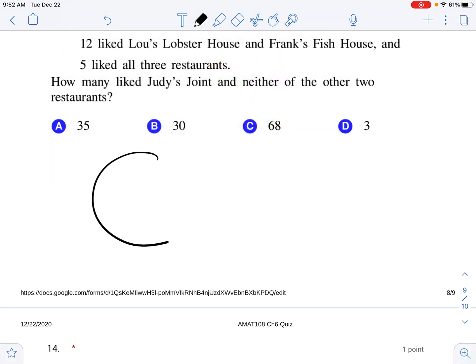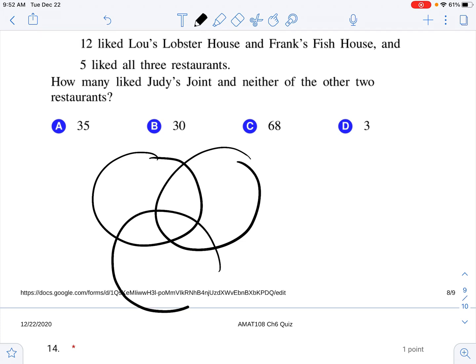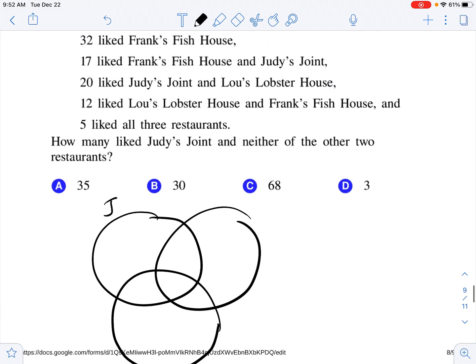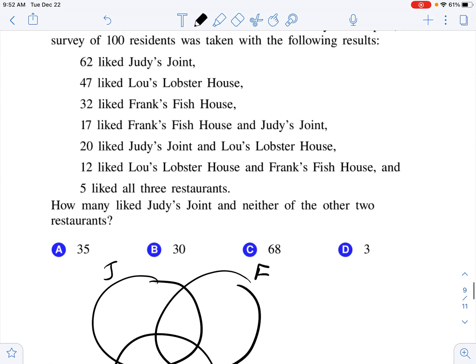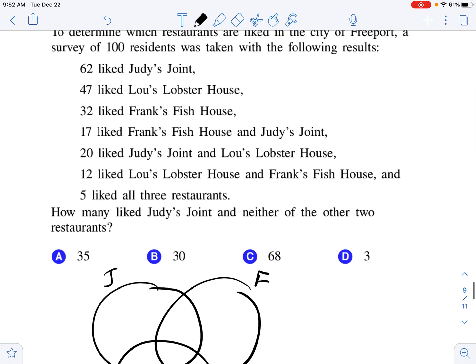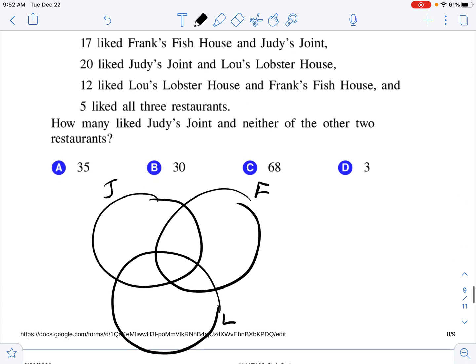So we've got 3 circles, and they overlap, because what we're going to do in these circles is represent the restaurants. There's Judy's, there's Frank's, and there's Lou's. So I'm going to label them J, F, and L. And they gave us the number of people who liked these restaurants.